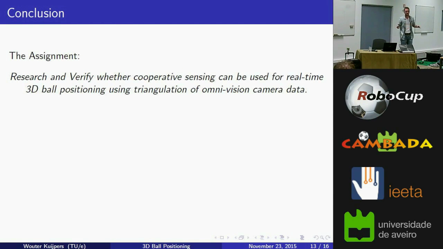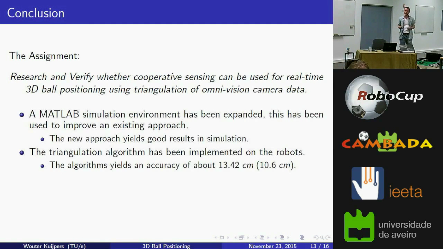So to conclude this part of the presentation, my assignment was to research and verify whether this cooperative sensing could actually be used in this RoboCup. So a MATLAB simulation environment is used to identify the challenges, get a feeling for the topic, and get to some solutions. The new approach is also implemented in the simulation environment and seems to yield quite good results. The triangulation algorithm is also implemented already on the robots themselves.